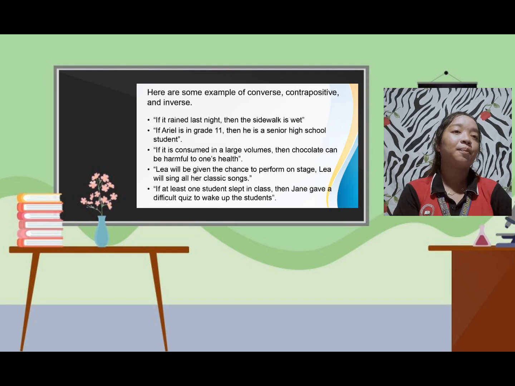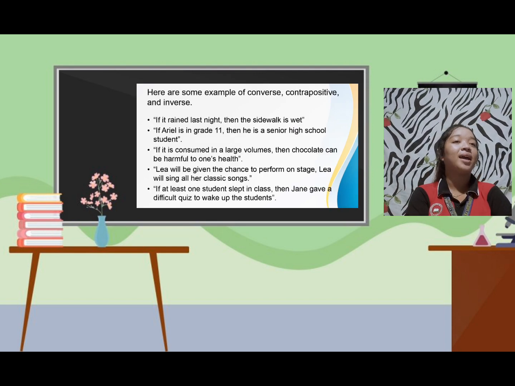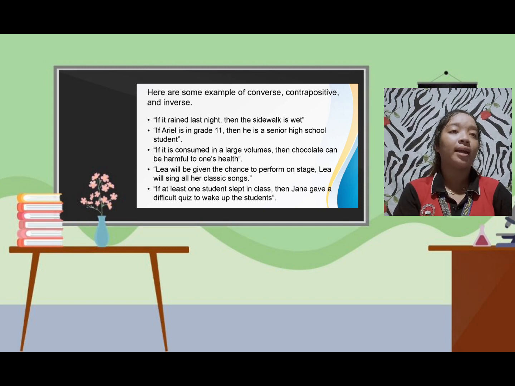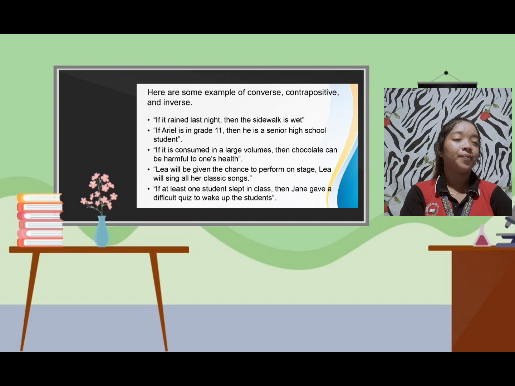Here are some examples of converse, contrapositive, and inverse. Example number 1 is: if it rained last night, then the sidewalk is wet. So our P is it rained last night, and our Q is the sidewalk is wet. Did you remember, class, that in order for us to find the converse of the conditional statement, we need to put first the Q and then implies P.